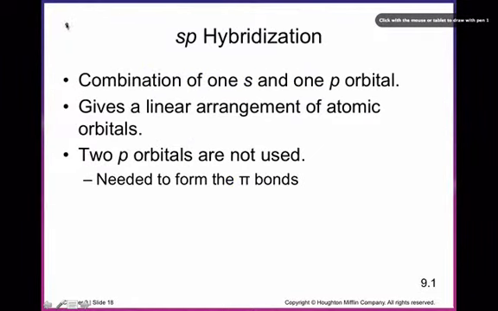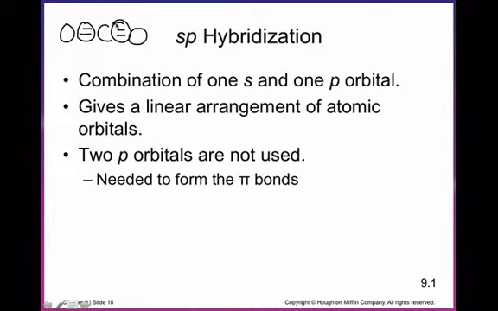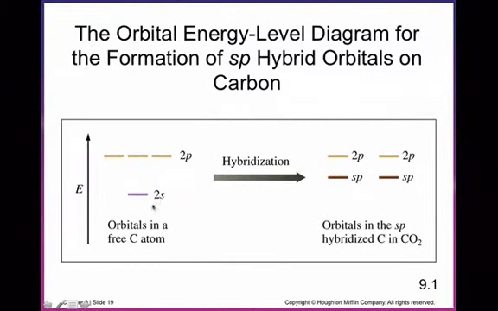So if we were to look back at that carbon dioxide molecule, what we would see is that there are 2 domains around the carbon, 2 electron domains. So you're going to take one s and one p. That's where your 2 electron domains are coming from. It gives a linear arrangement, which is what we saw, and it's going to leave 2 of the p orbitals not being used. And those are the ones that are going to be needed to form the pi bonds that we see in carbon dioxide.